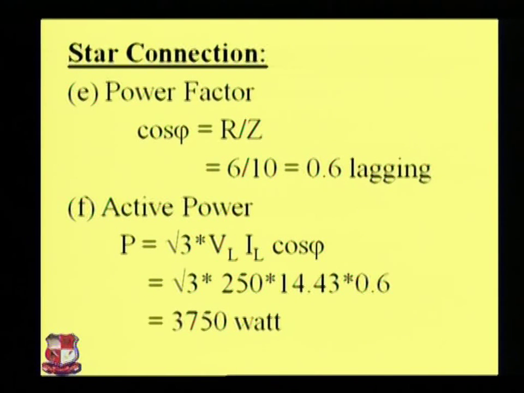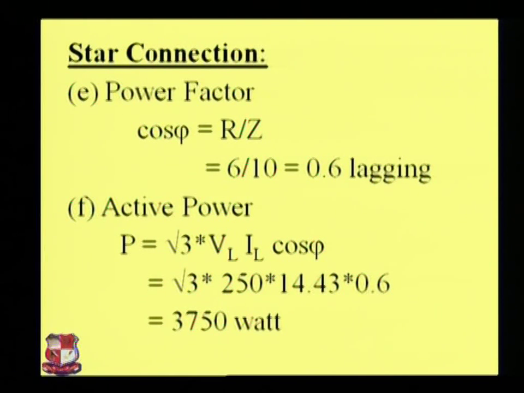Again the active power P equals root 3 VL IL cos phi. Now VL is the line value which is given to you, that is 250 volt. IL equals 14.43, which is the same as IPH, 14.43 ampere, and cos phi you already found to be 0.6 lagging. So put the values into the equation of active power and solve it mathematically. You are getting active power of 3750 watt.